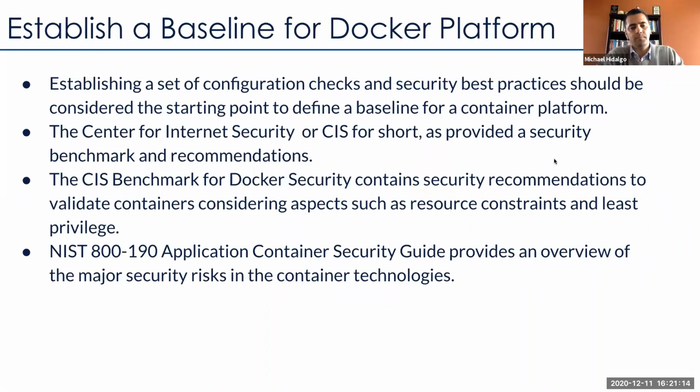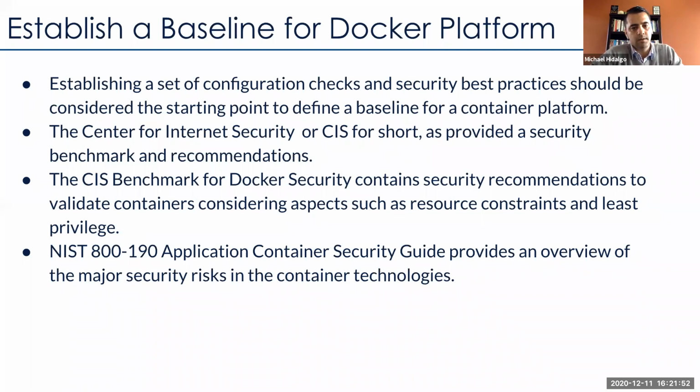So why is it important to establish a baseline, right? Establishing a set of configuration checks is important, to follow best practices. We can actually follow two main standards at the moment. One is CIS. CIS is short for Center for Internet Security. These guys have traditionally been providing guidelines and security, not only for Docker or not only for containers, but also for infrastructure overall, in terms of hardening guides within the infrastructure.